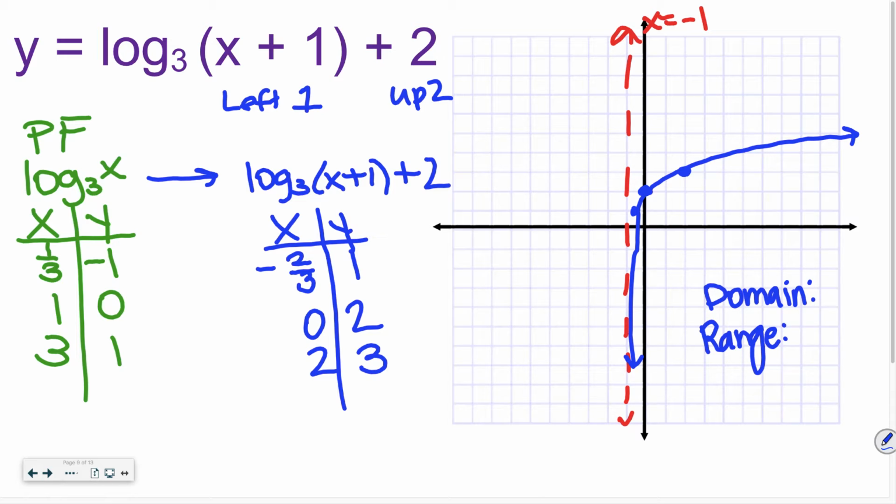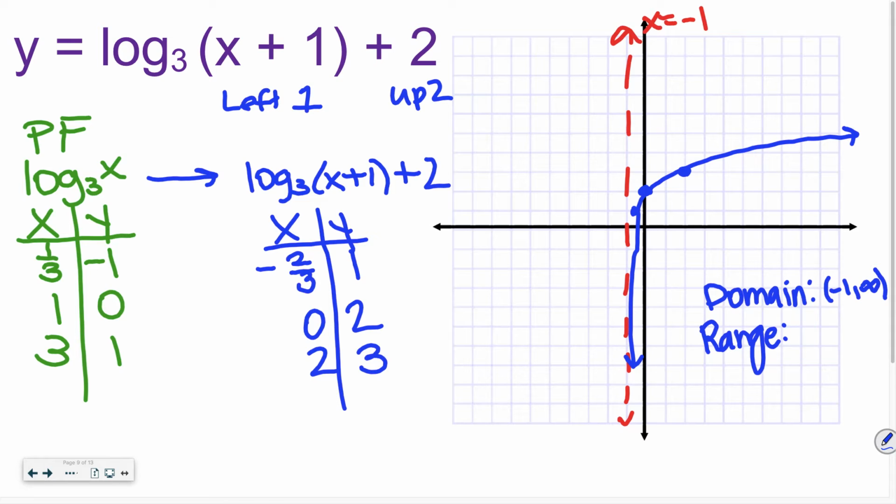Let's talk about our domain and range. Domain and range. Nate, help me with the domain. What would you identify the domain to be? Negative 1 to infinity. Negative 1 to infinity. We have that asymptote at x equals negative 1, and we have graph to the right of it, so negative 1 to infinity. And then our range.